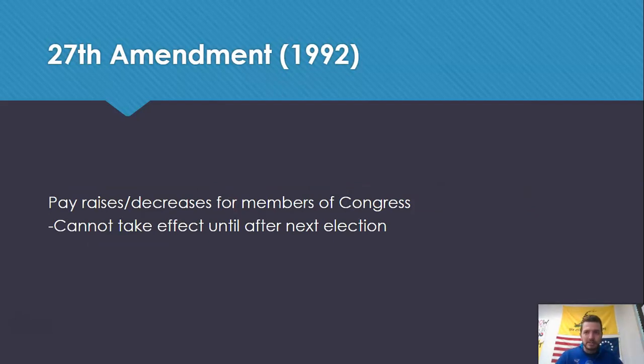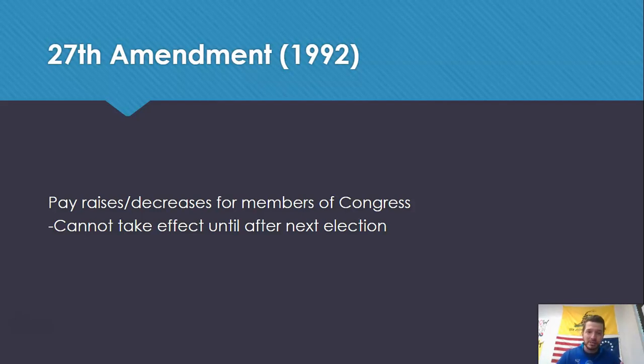Last one, we made it. The 27th Amendment was ratified in 1992. Ironically, this was one of the original ones proposed with the original Bill of Rights back around 1790. This one says that pay raises or decreases for members of Congress cannot take effect until after the next election. So if they authorize a pay raise, that pay raise will take place after the next election takes place.